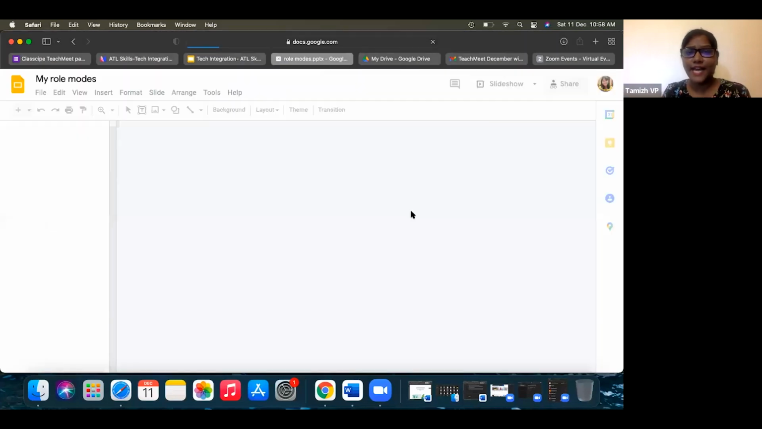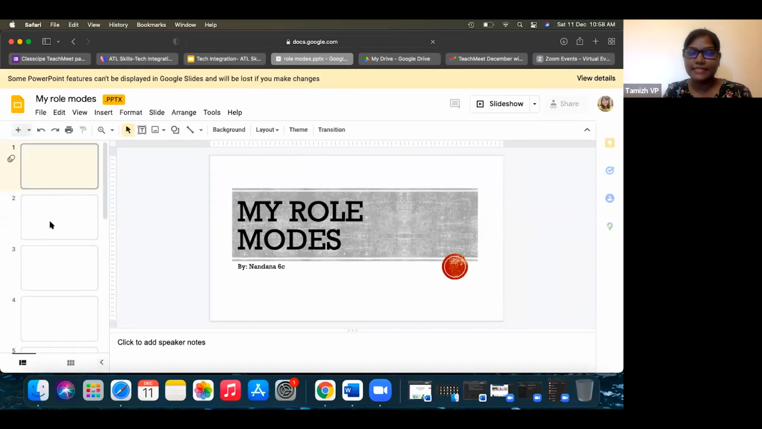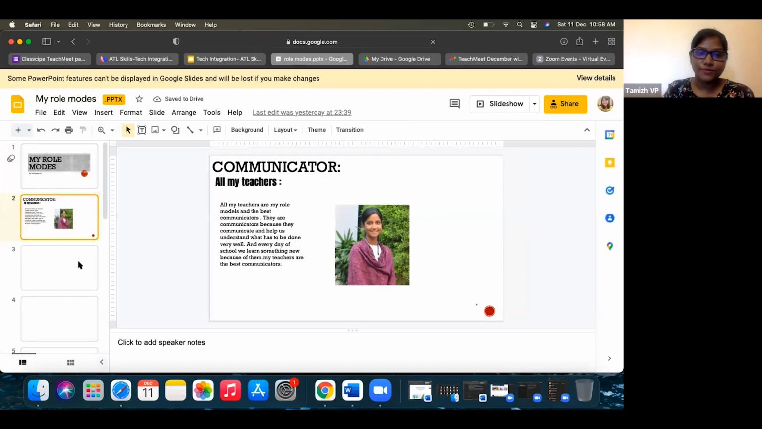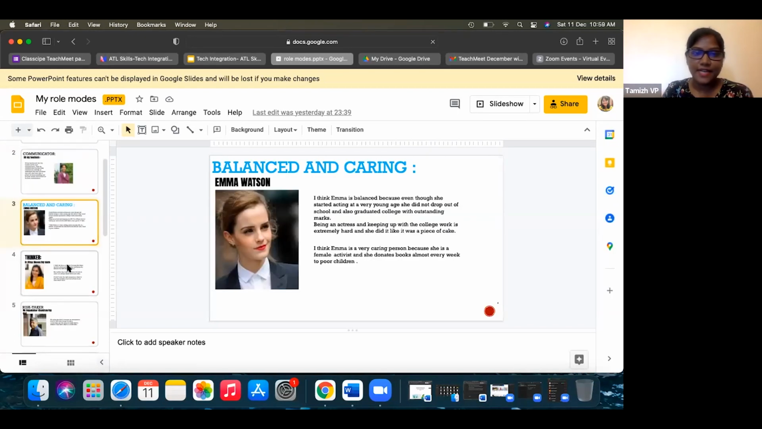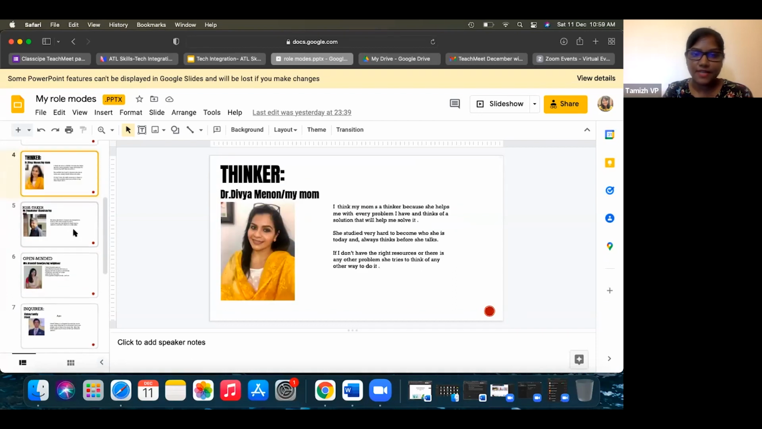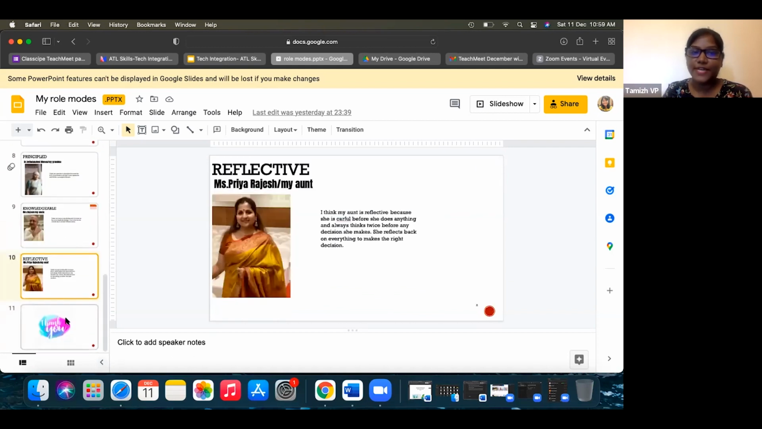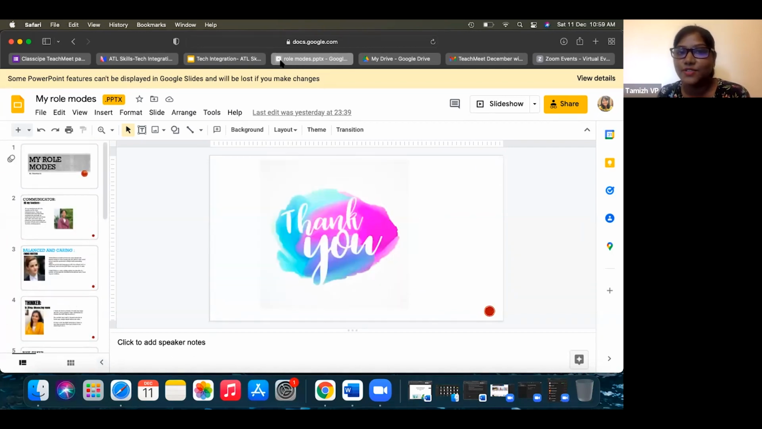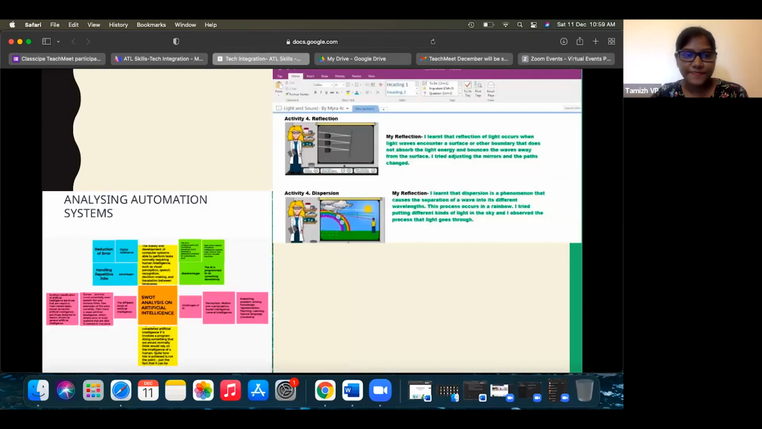I did try the same with the IB learner profile, where I told them to pick role models for each and every learner profile attribute, like thinker, caring. And this child did a wonderful job of connecting her own family members. She so graciously connected communicator with some of her favorite film stars, her mother, uncle, aunt. So this is a great way of looking at humans and how well they can connect these things to the IB learner profile and see that these are the things that we need to have.